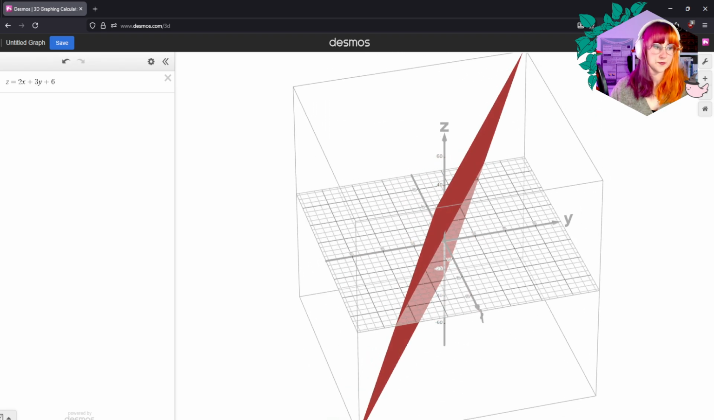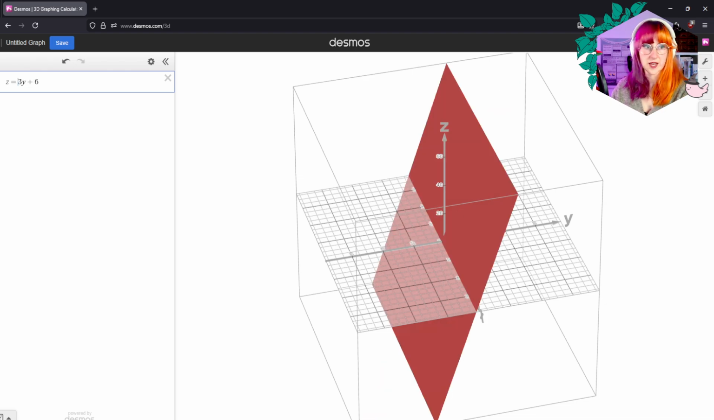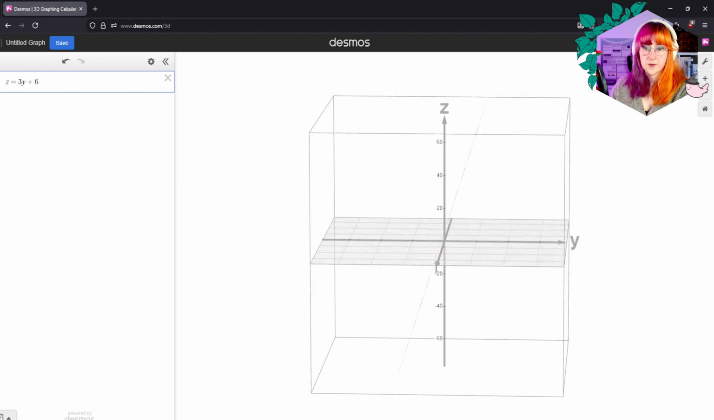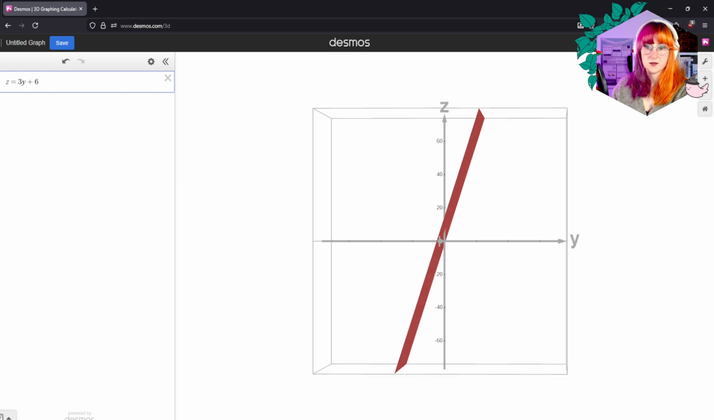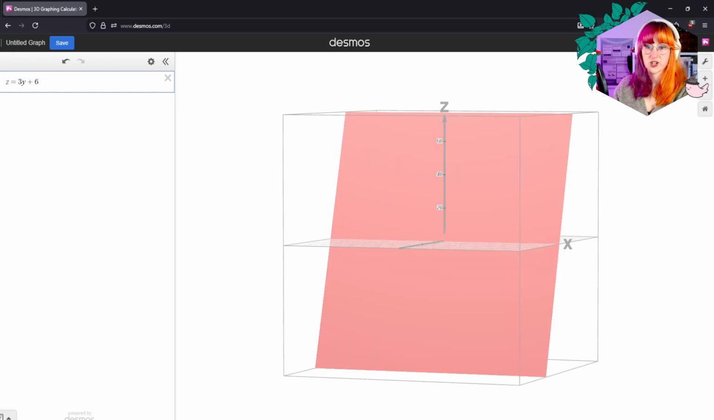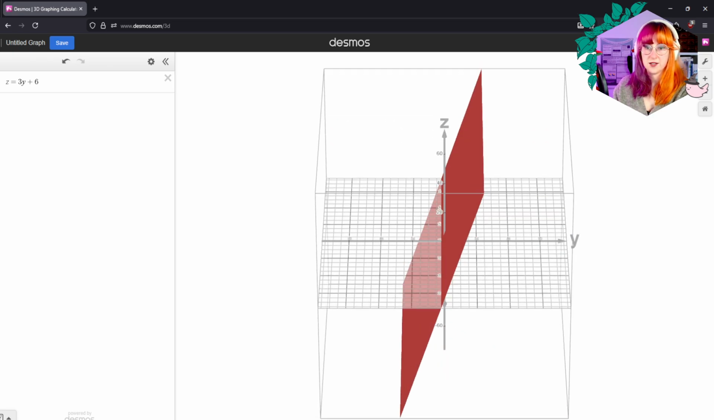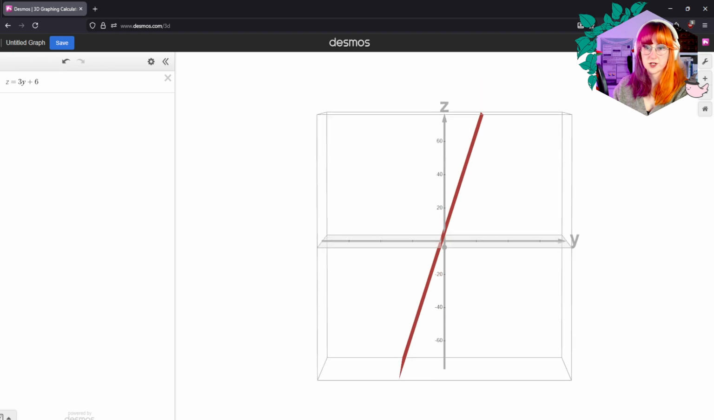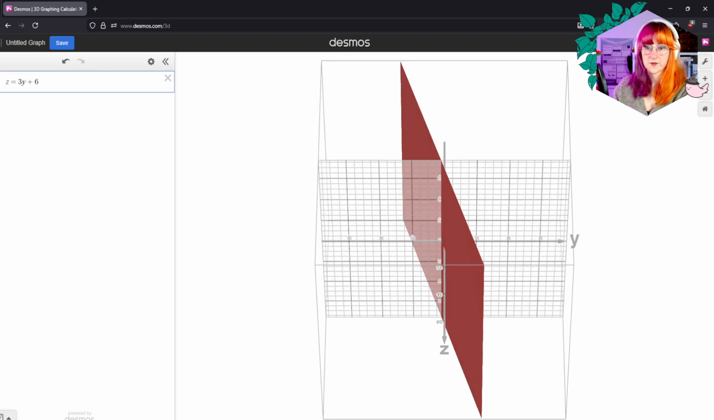But it's a sheet. So setting things to 0, if I just do z is 3y plus 6, we get rid of any change in x. So if I look at it in x, it's all constant along this axis.